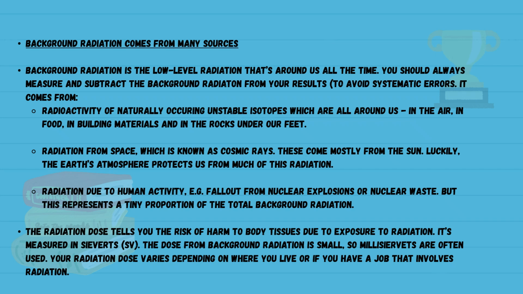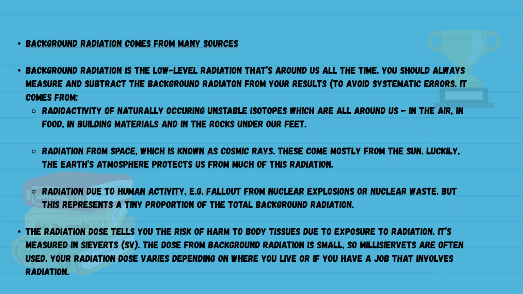It comes from the radioactivity of naturally occurring unstable isotopes, which are all around us, for example in the air, in food, in building materials, and even in the rocks under our feet. Radiation from space, which is known as cosmic rays, comes mostly from the sun. Luckily, the Earth's atmosphere protects us from much of this radiation. Radiation due to human activity, for example fallout from nuclear explosions or nuclear waste, represents only a tiny proportion of the total background radiation.